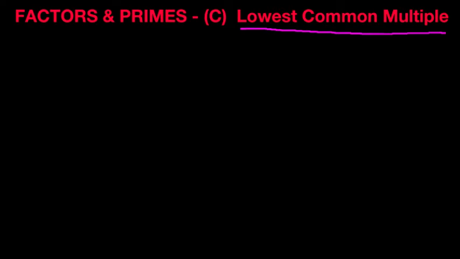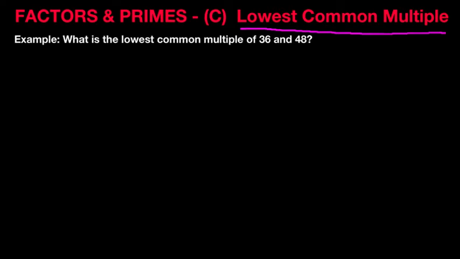Now, as always, let's explain this by way of our example. Suppose we have this question. What is the lowest common multiple of the numbers 36 and 48? So basically, which is the smallest number that both 36 and 48 go into. Now typically this is going to be a 2-mark or a 3-mark question, so make sure that you get all the workings out correct.